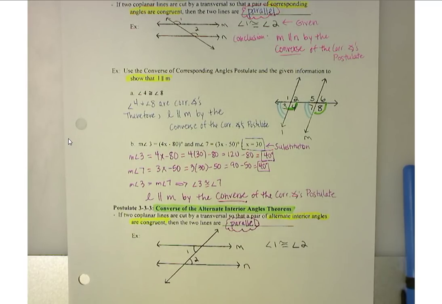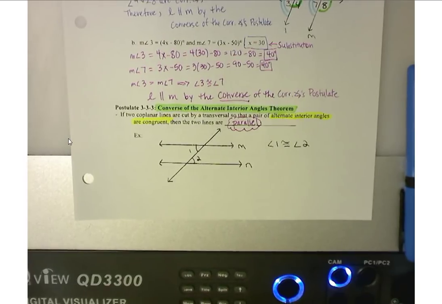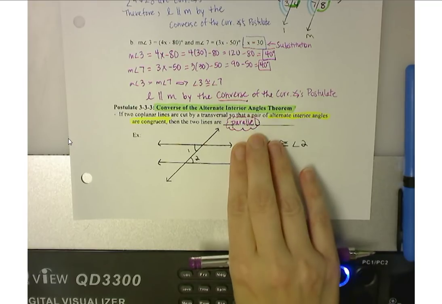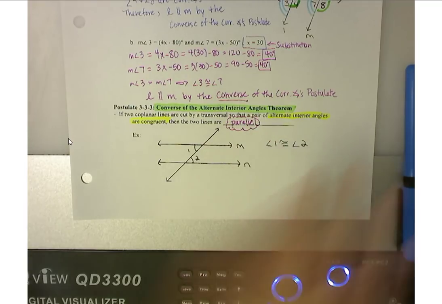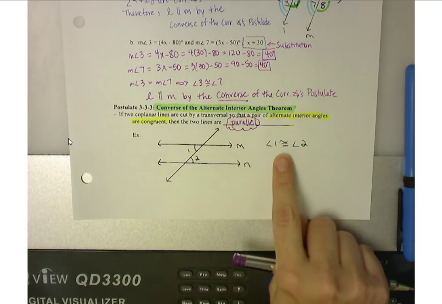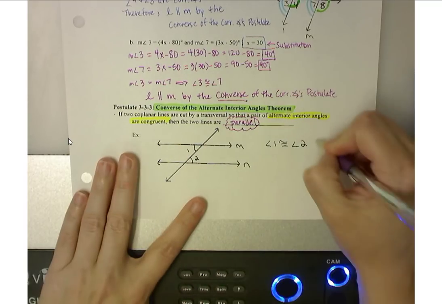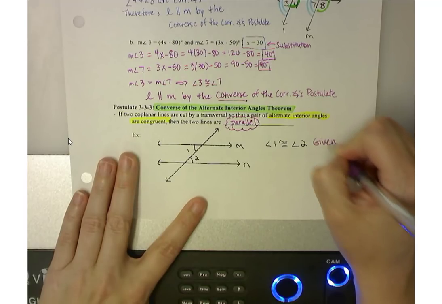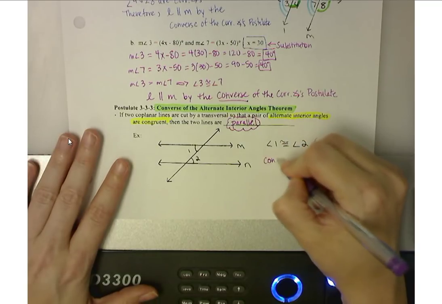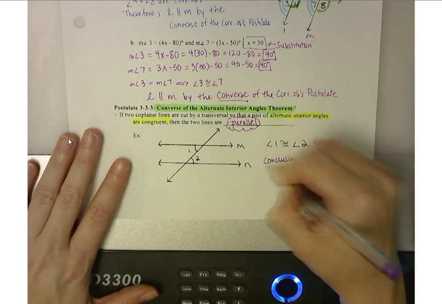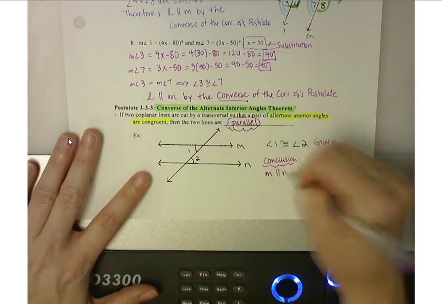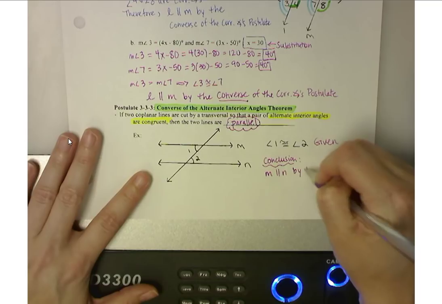So remember, all of these started with the same hypothesis, okay, that your lines were parallel. So it makes sense if they started with the same hypothesis, they're going to have the same conclusion, because with the converse, we're switching those. So for this one, again, angle 1 is congruent to angle 2. If that's given, then we can conclude that your two lines are parallel. So M would be parallel to N by the converse.